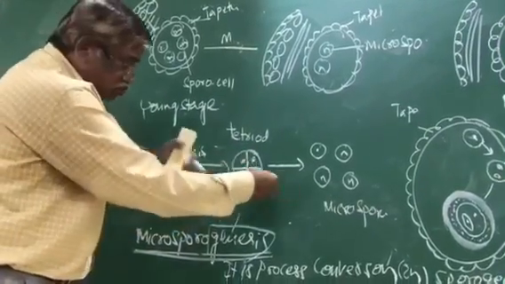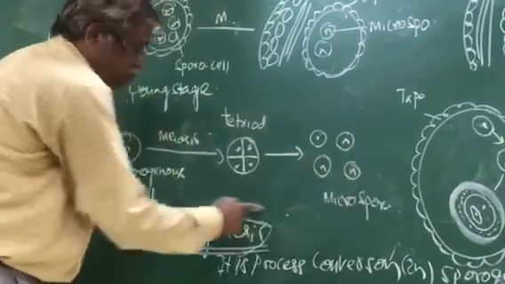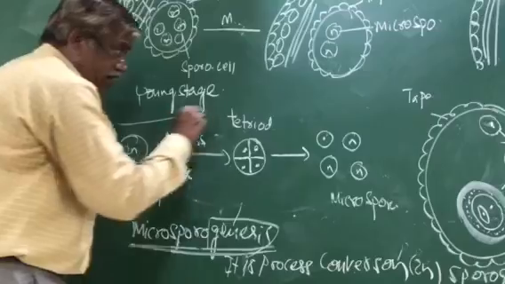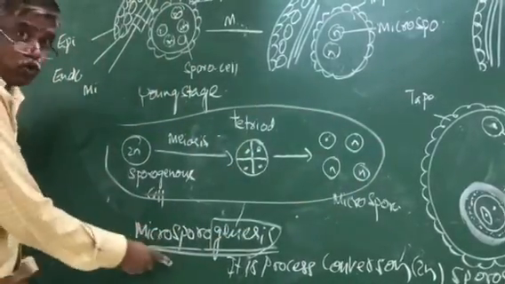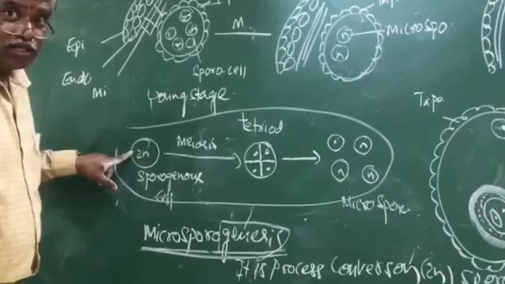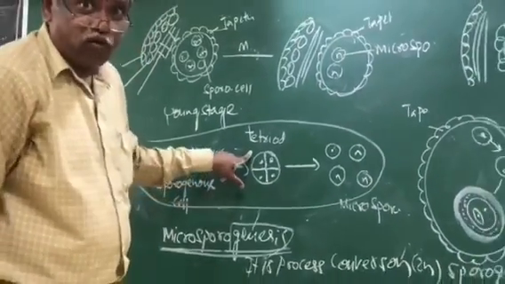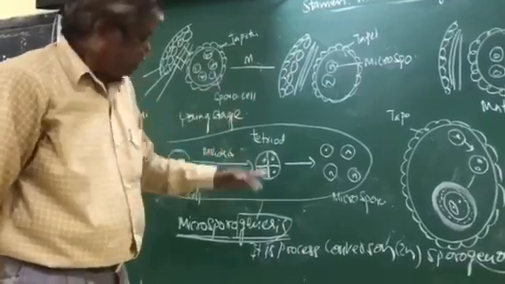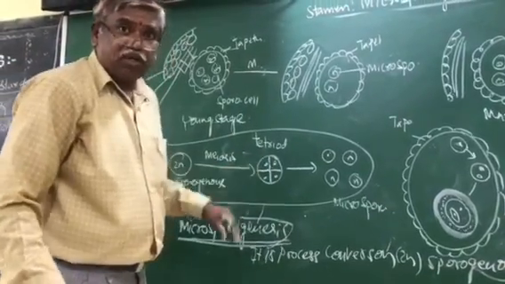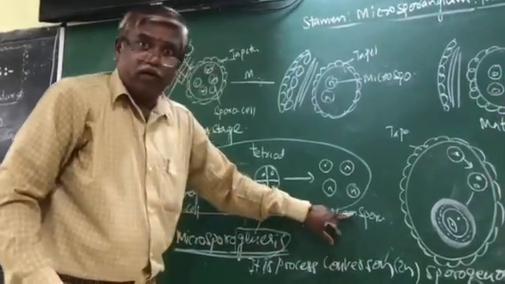After that, these 4 cells are separated and form microspores. This is the schematic representation of microsporogenesis. In this schematic representation, who is the mother cell? Sporogenous cell. Who is the middle stage? Tetrad. Why is it called a tetrad? There are 4 cells, hence it is called a tetrad. After that, sometimes these 4 cells in the tetrad are separated and form microspores.